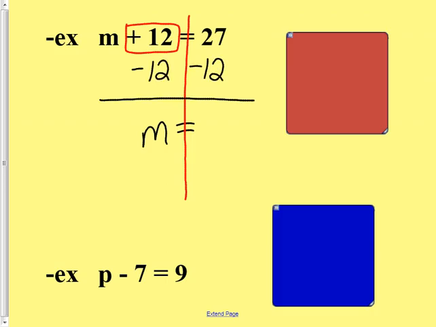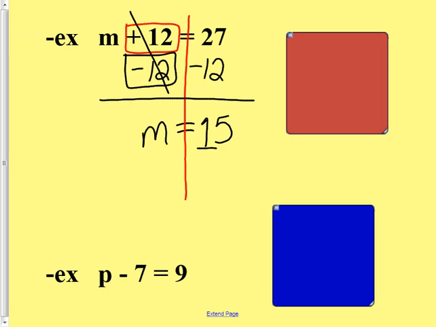We're going to show what cancels. The two things that cancel are the two things that are opposite of each other. The plus 12 and the minus 12 cancel each other, leaving just m by itself on the left-hand side of the equation, and then 27 minus 12. 7 minus 2 is 5. 2 minus 1 is 1. So we get 15 for m.